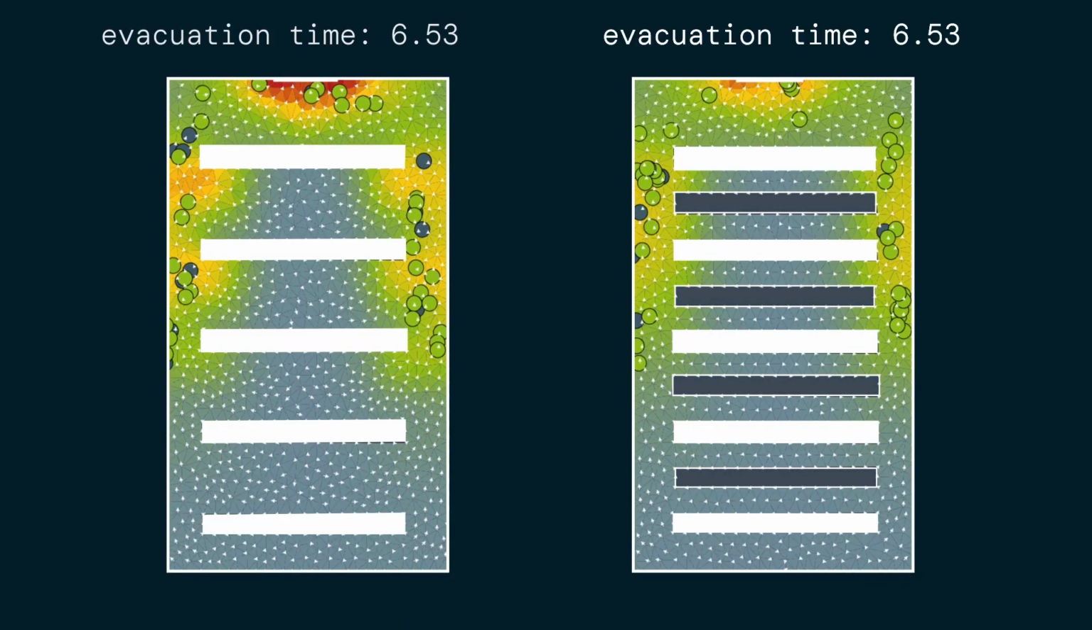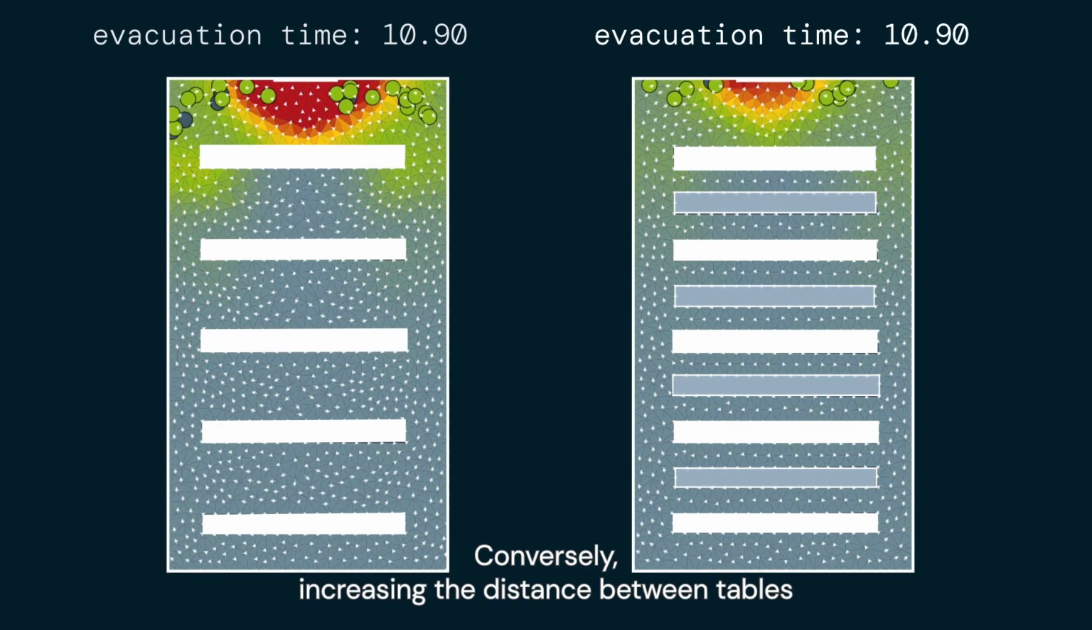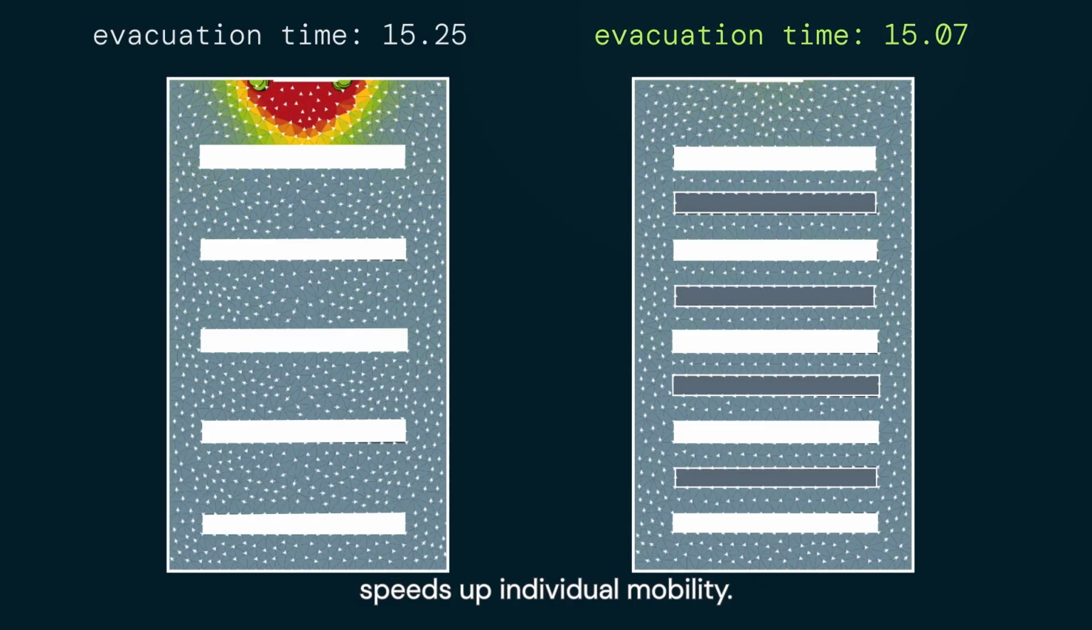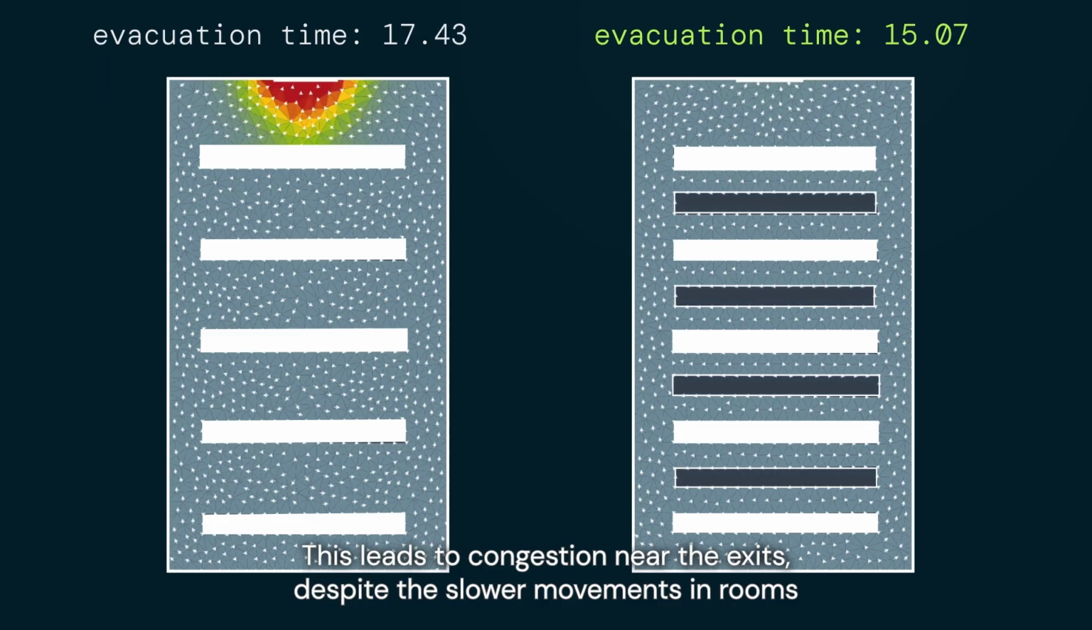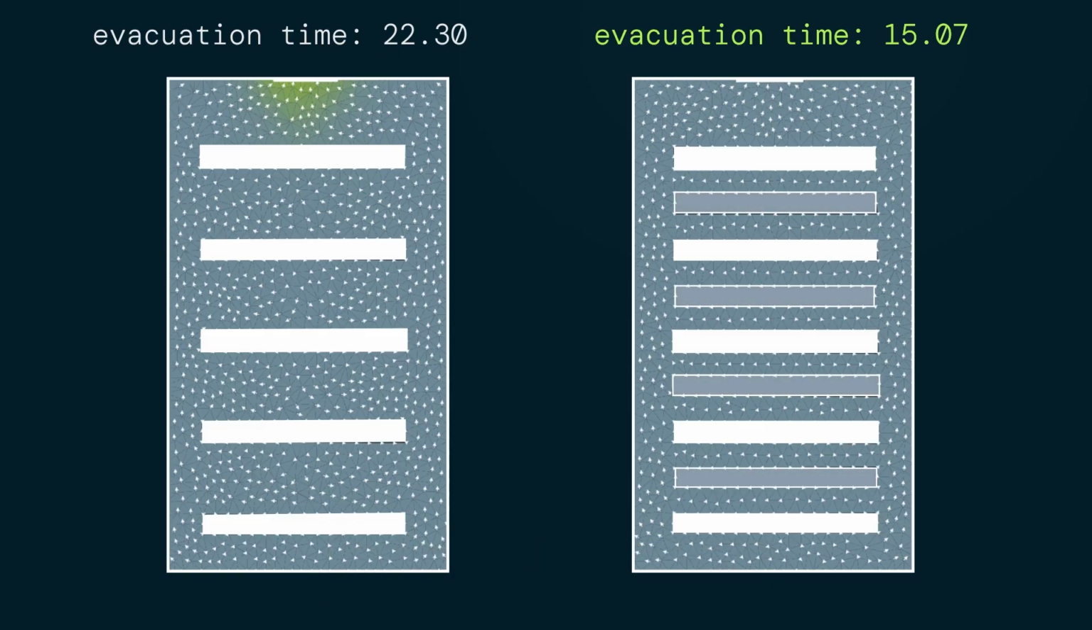efficient environment. A high room density with all tables results in slower movement. Conversely, increasing the distance between tables speeds up individual mobility. This leads to congestion near the exits. Despite the slower movements in rooms with a high density of tables, the evacuation time will be shorter because there will be less congestion at the exit.